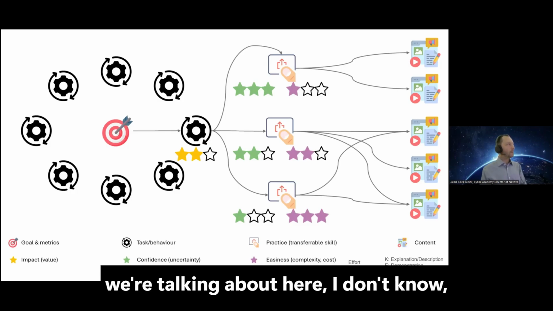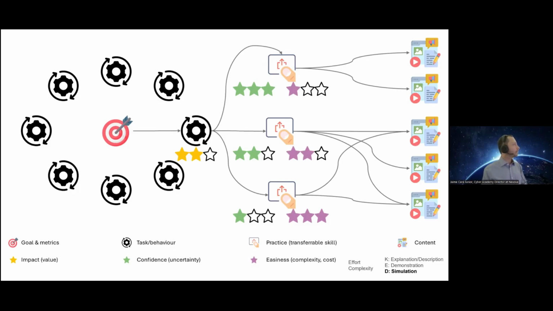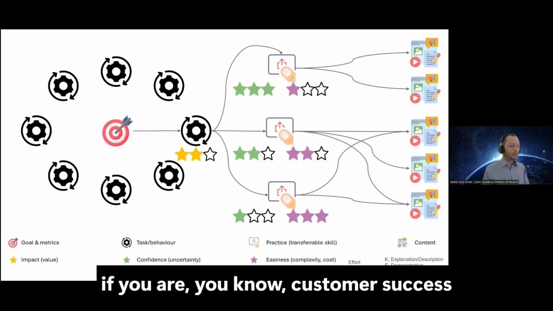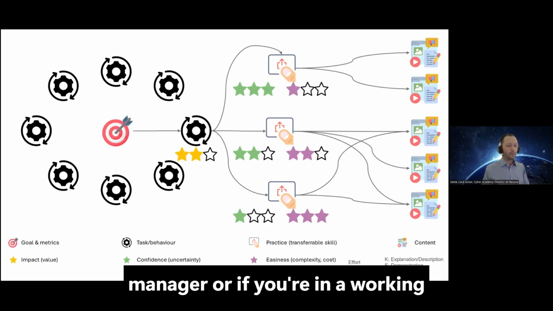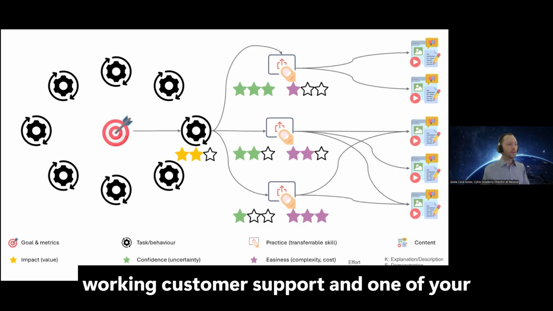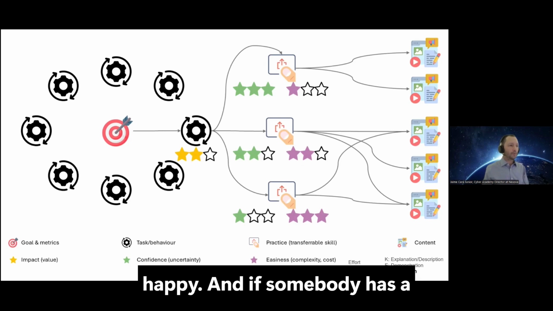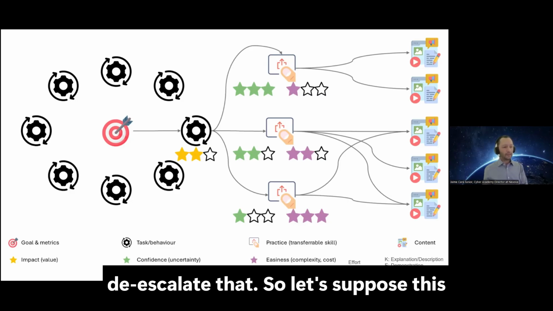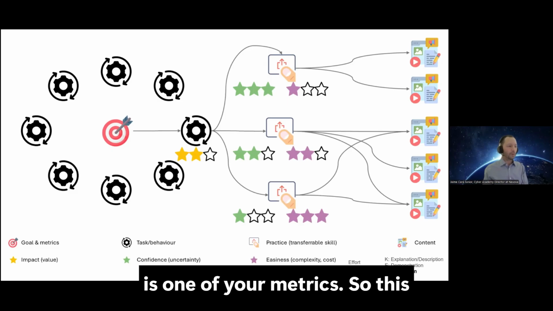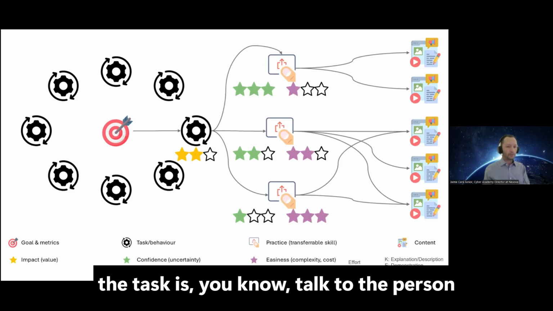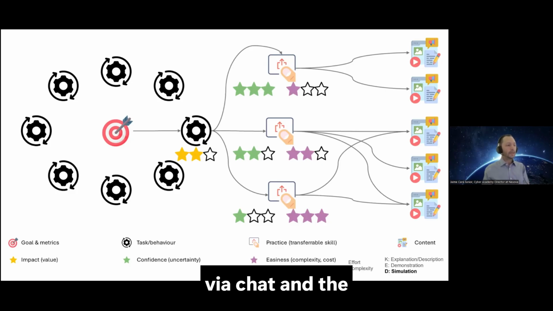So, for example, let's say we're talking about de-escalating a conversation if you are a customer success manager, or if you're working in customer support. So you're working customer support, and one of your jobs is to make sure that the customer is happy. And if somebody has a complaint, they're escalating the conversation, they're really upset, really angry, and your job is to de-escalate that. So let's suppose this is one of your metrics. So de-escalation has a metric. Then let's say the task is to talk to the person via chat, and then the activity.